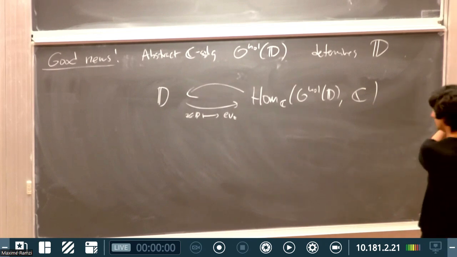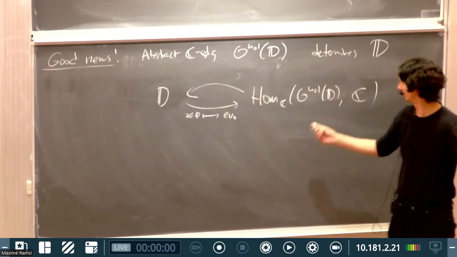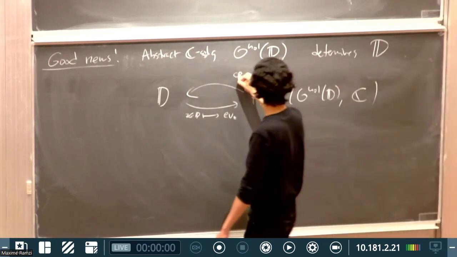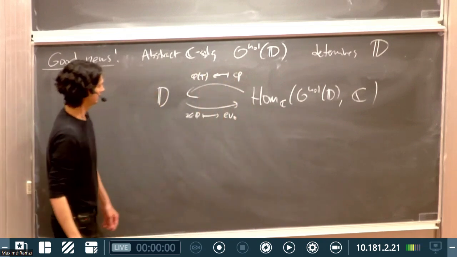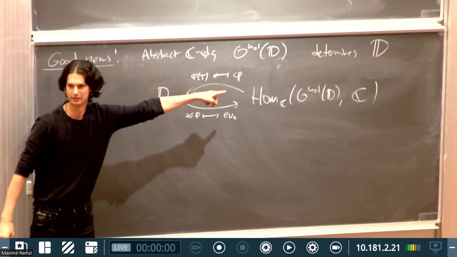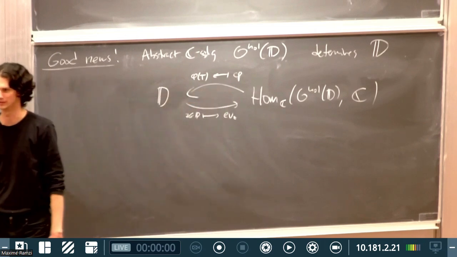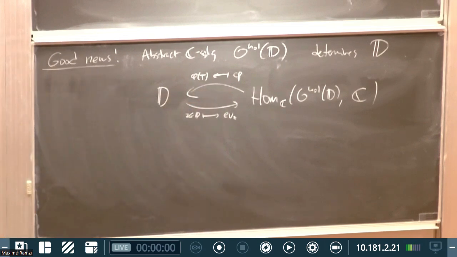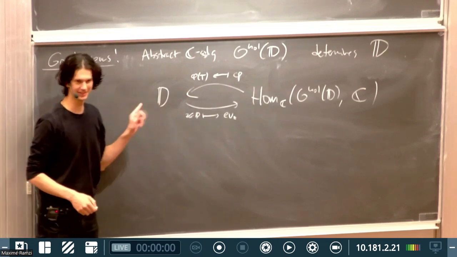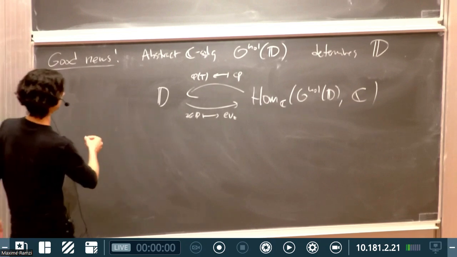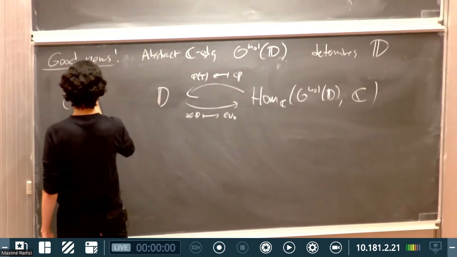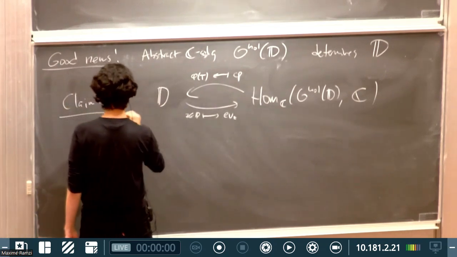And this direction is also not hard to write down, because if you have a homomorphism phi, then in particular you can evaluate it on t, the standard coordinate on the complex plane. You'll certainly get something that lands in C, and I'll prove to you in a second that it actually has to land in D. So the claim is that these are mutually inverse bijections.